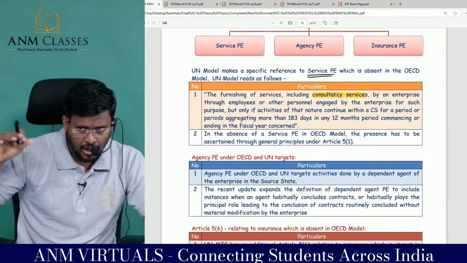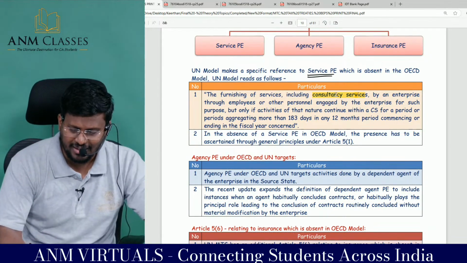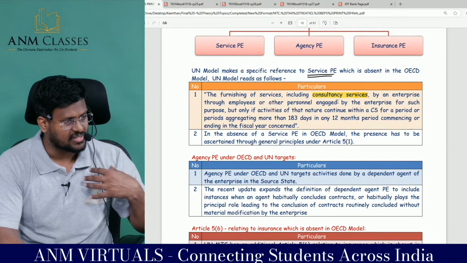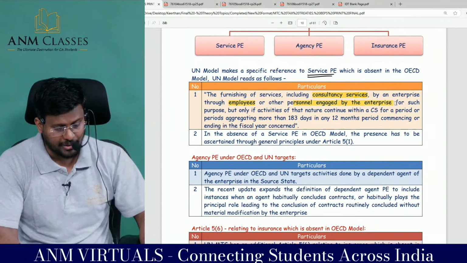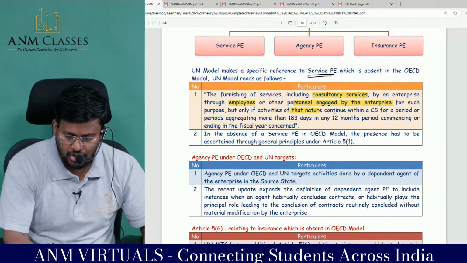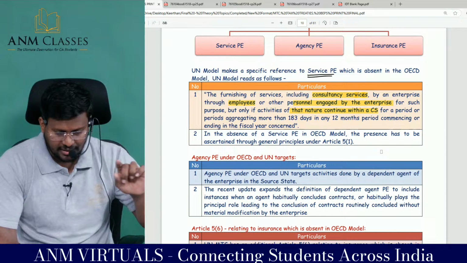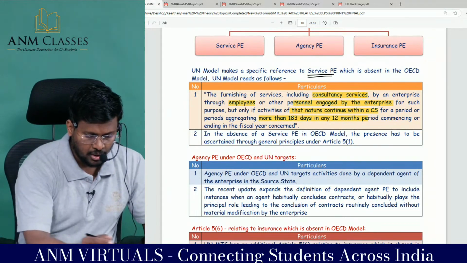In the same way, a person who is situated outside India comes to India and provides consultancy services by an enterprise, either through their employees or other personnel engaged by the enterprise for such purpose, but only if the activity continues within a contracting state for a period or periods aggregating more than how many days? 183 days.